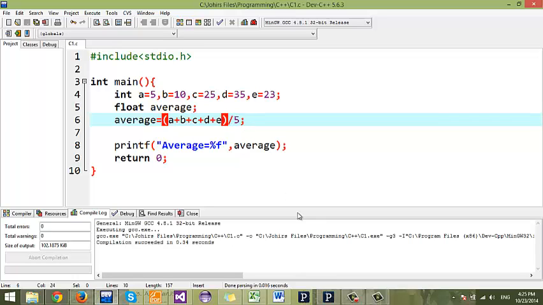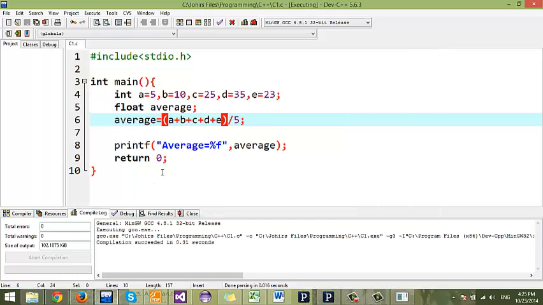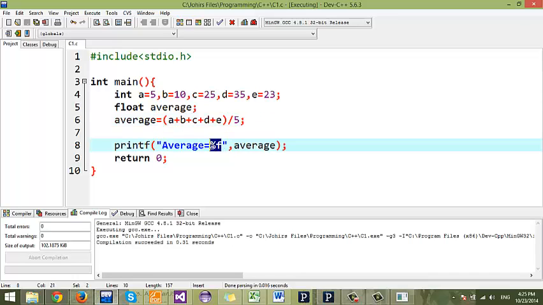So the output of this operand will only keep the result part and it will drop the remainder part. So average only finds the integer result part. Then there are a number of zeros after the dot. Why? Because average is a floating point variable, and we have printed the value using percentage f. So though there are a number of zeros after the dot, we didn't get the actual value after the dot.